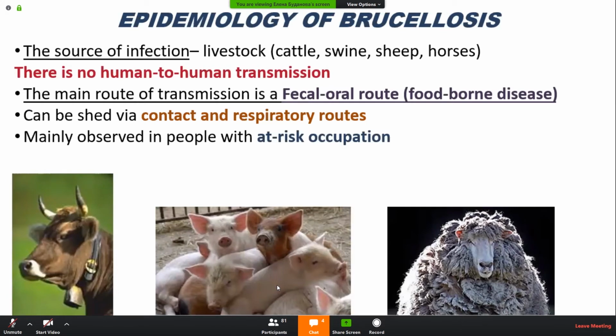Well, it can also be transmitted via the contact route and respiratory route when you pet animals or when you process some animal products. And that is why infection is mainly observed in people having livestock or working with animals.